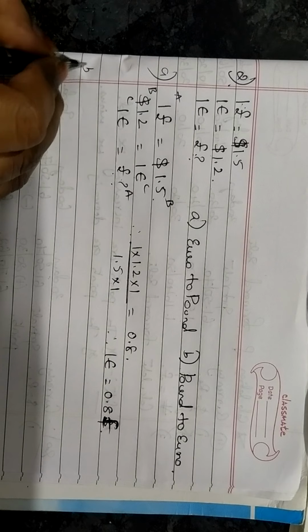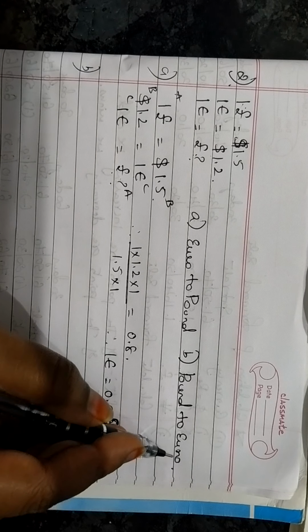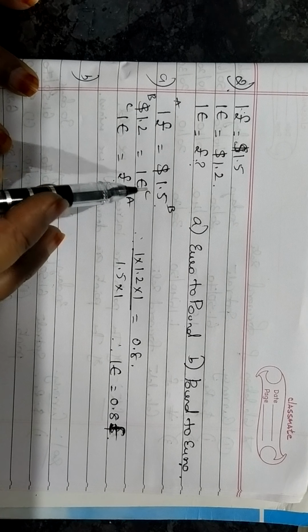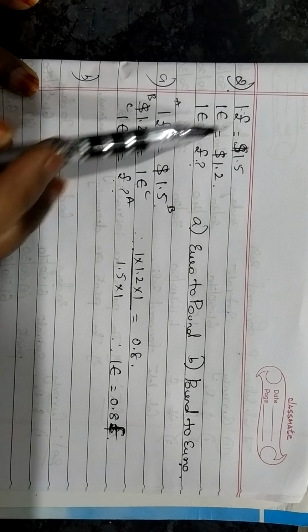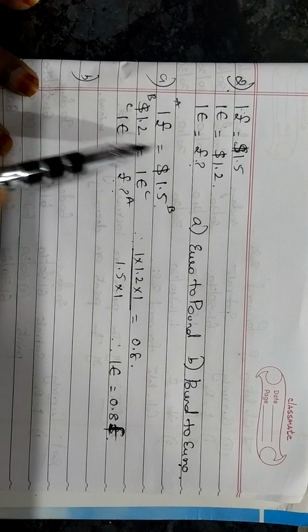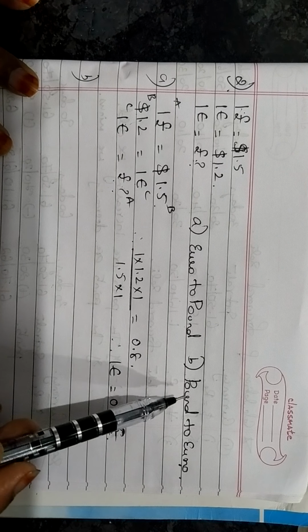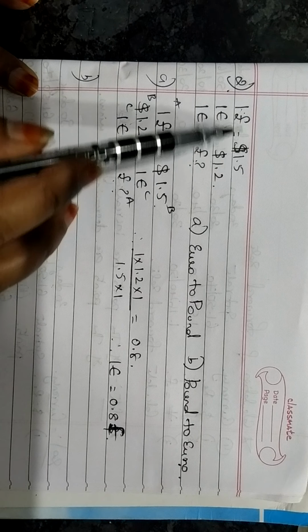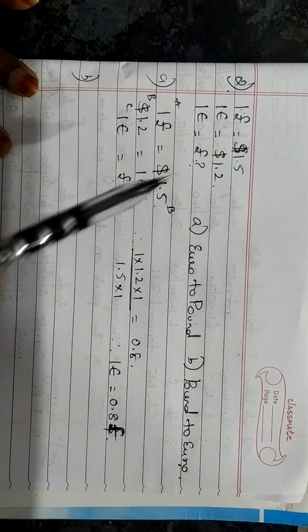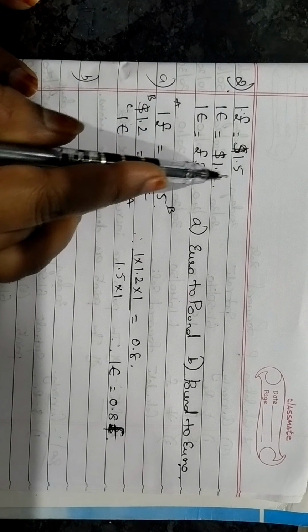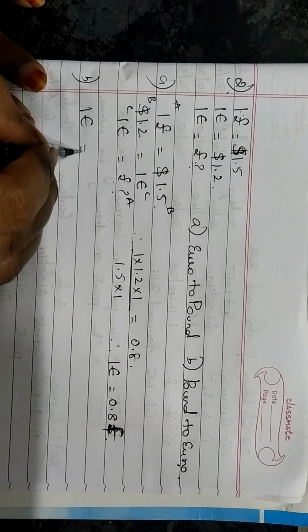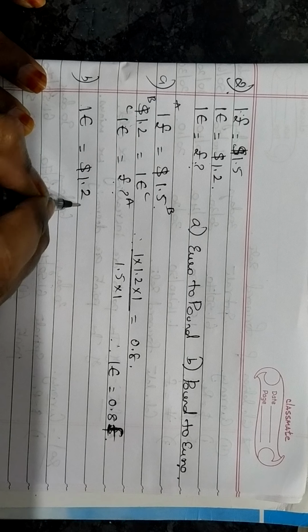Let us see the second one, which is pound to euro. So pound to euro means you have to change the equation, because here we are starting with pound and it is ending with pound. So that is why I did not change here. But from pound to euro, you should get euro here. So I have to start the equation with euro. So the second equation I will write as the first one. So 1 euro is equal to $1.2.